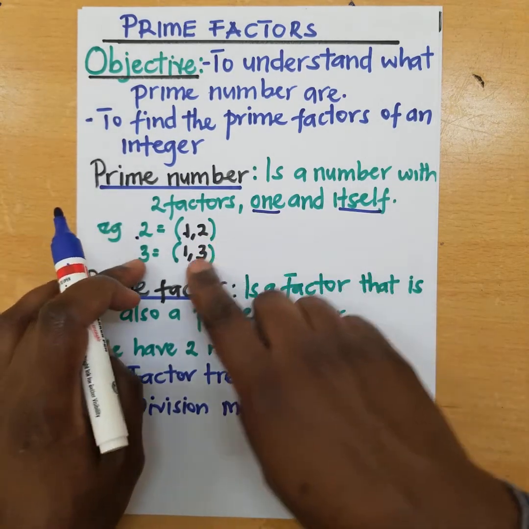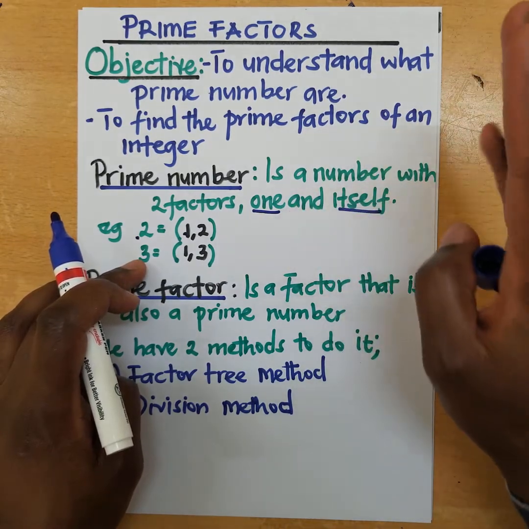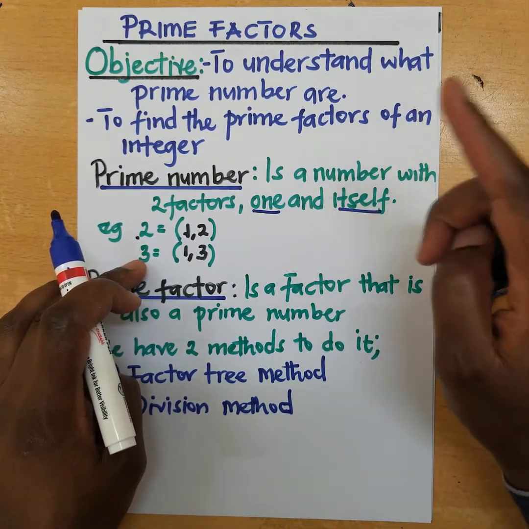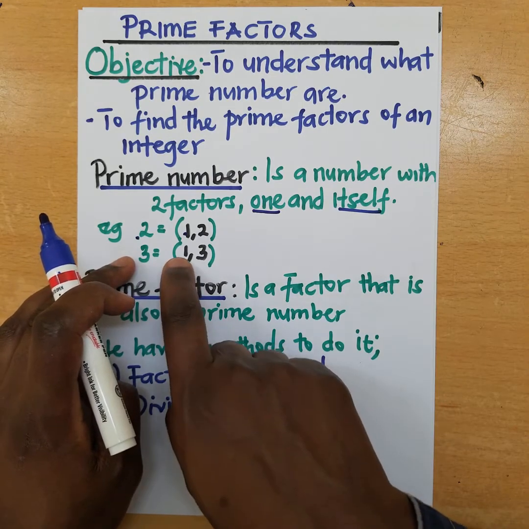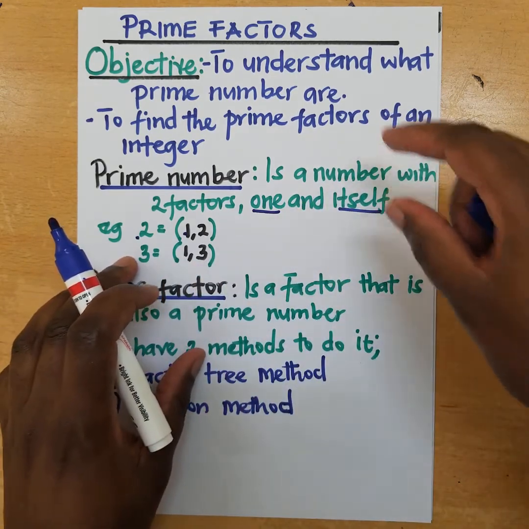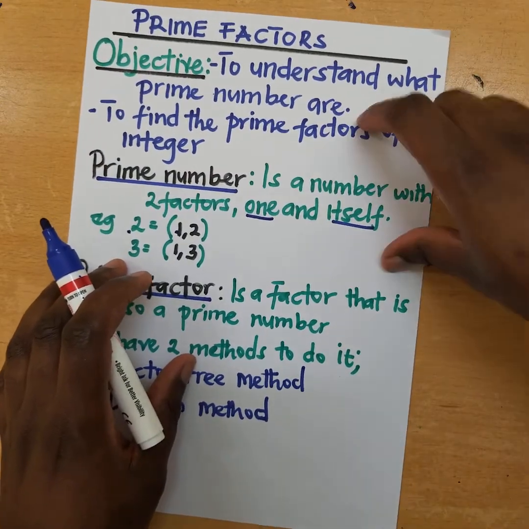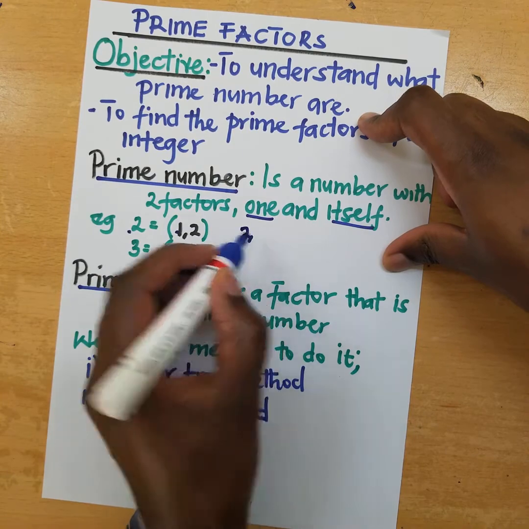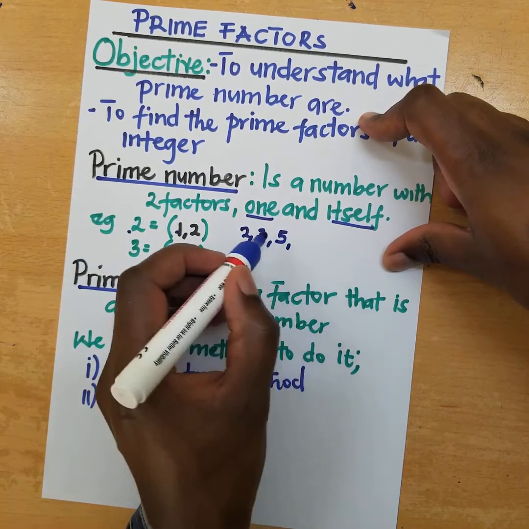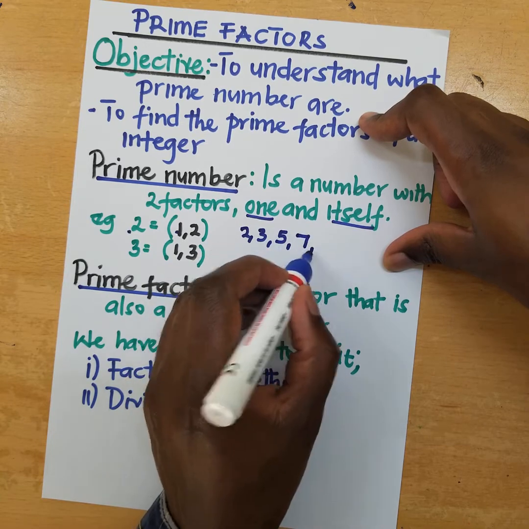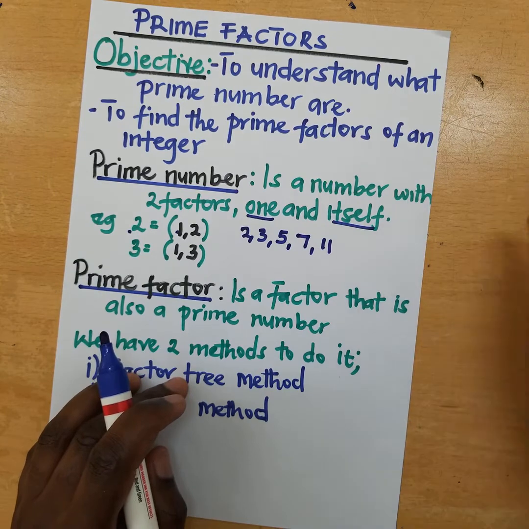Okay. Another example is 3. All prime numbers have two factors, 1 and itself. Take another example, 3. It has 1 and 3. Okay? What are the examples of prime numbers? I'll give you some. The first prime number is 2. The second prime number is 3. The third is 5. Then 7. Then 11. Each should have two factors, 1 and itself.